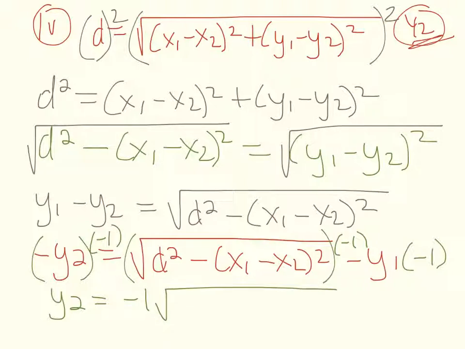So negative 1 multiplied by the square root of d squared minus (x1 minus x2) all squared, plus y1. So in the review solutions, it's actually written slightly different. The y1 is in front of the negative 1 sign, but it's the same formula. That would be the correct answer as well. So I hope this helps solve any problems that you're having with this question.